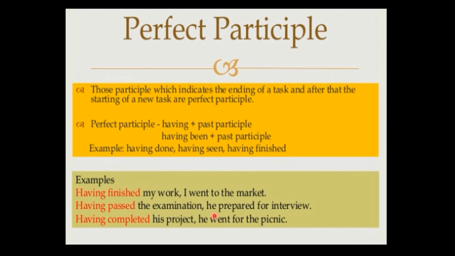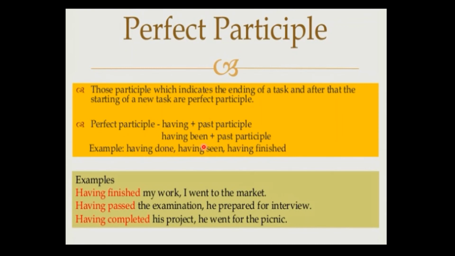Next, perfect participle. It indicates the ending of a task, and after that the starting of a new task. How will you say that this is a perfect participle? Because it will be used with having or having been. You will remember this: if in your objective paper the third form of the verb is with having been or having, then this is a perfect participle. Examples: having done this, having seen him, having finished, having been finished, having been done my duty.